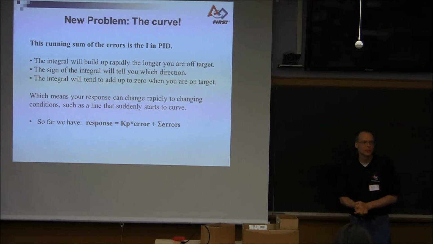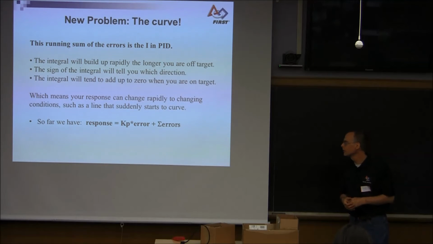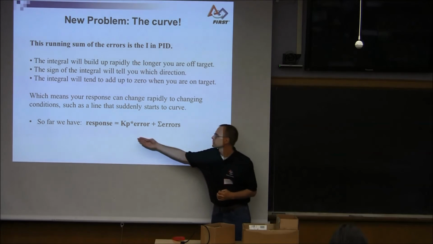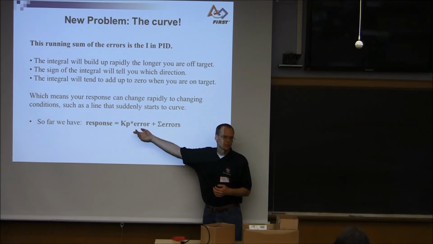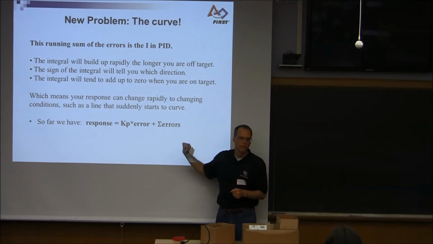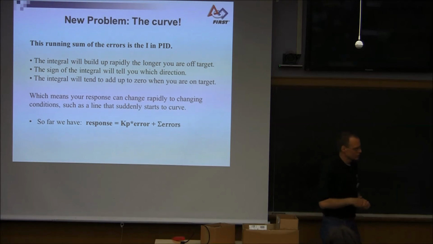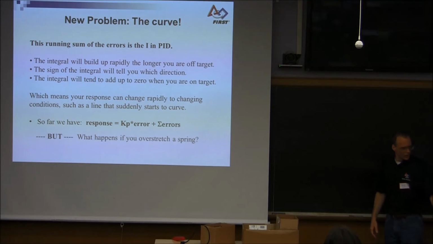All of that means your response can rapidly change to changing conditions, like a line that suddenly curves. Now, so far we have just this, KP times the errors, right? That was y equals mx. And then everybody knows sigma, the sum of the errors. It's the integral. Okay.